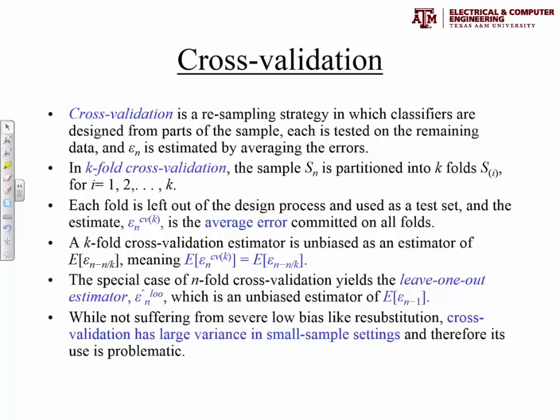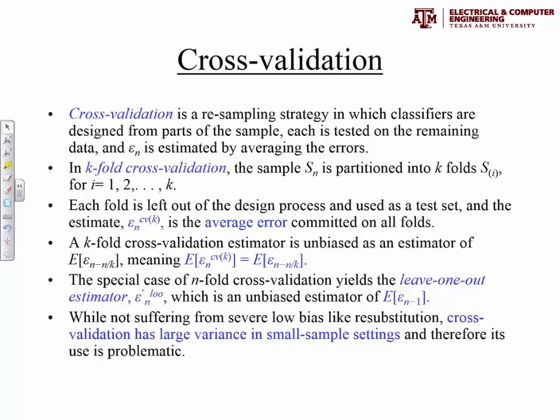Now you keep one of those parts aside, the n over k points, and then you use all the rest of the data to design your classifier. Now you test it on the sample that you left out. Sometimes you leave out just one, and that's called leave one out estimation. So in k-fold cross-validation, the sample Sn is partitioned into k folds. That means in each of these folds you will have n over k points.